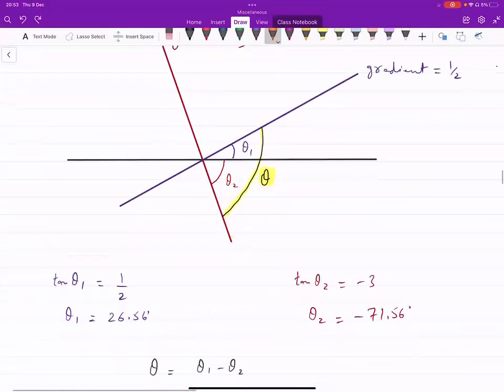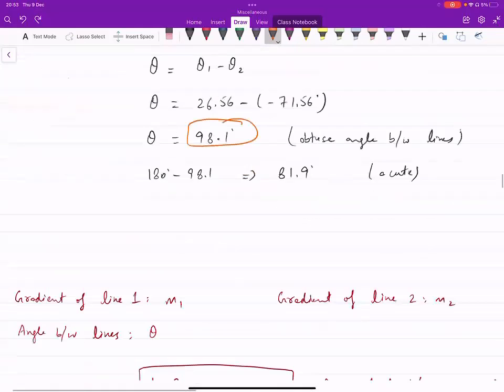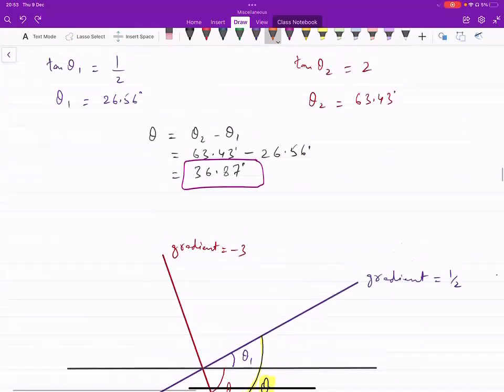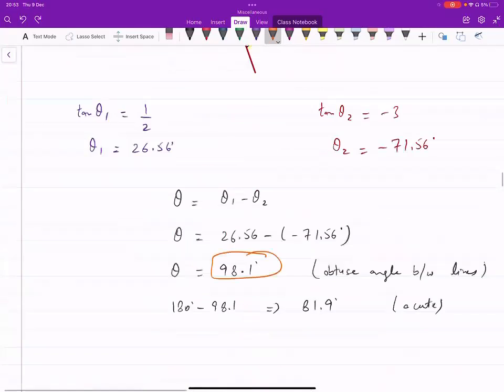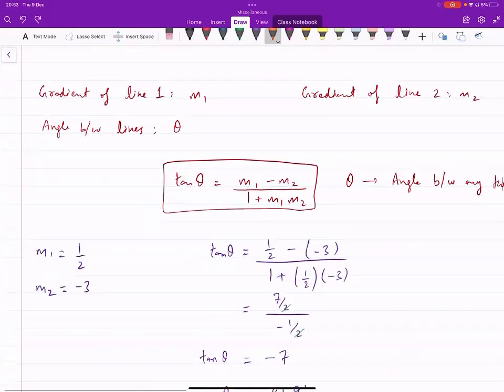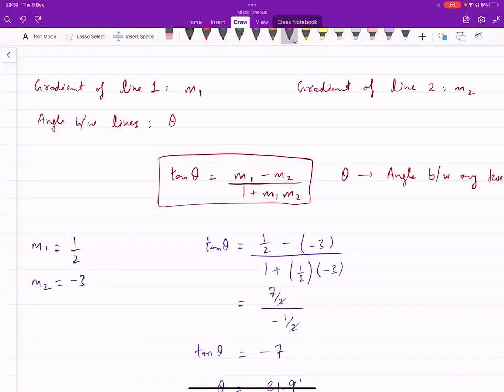There's also a direct formula for this, if you can remember that. Tan theta equals gradient is relatively easier to remember, so you can just find the angle of both lines separately with the x-axis and subtract कर सकते हैं. If you can memorize a formula, this is the direct formula that we have for this, to find the angle between any two lines. अब यहाँ पे जो theta है, this represents the angle between lines.